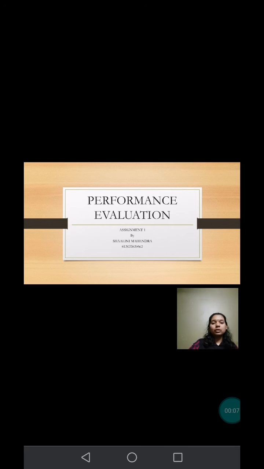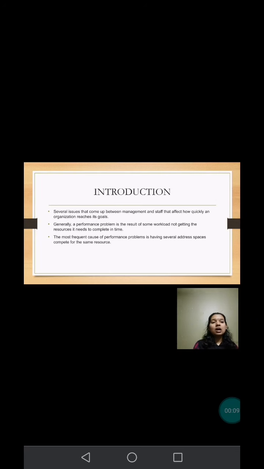Okay, firstly we'll get into the introduction. There are several issues that come up between management and staff that affect how quickly an organization reaches its goals. A few common performance management problems that managers see are poor prioritizing and time management, late timing into work, excessive absences, phone use, break time, etc.